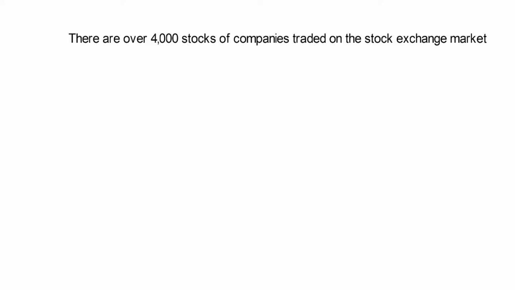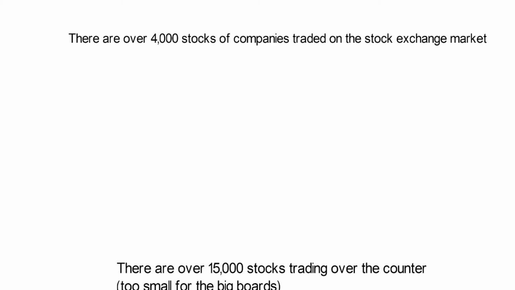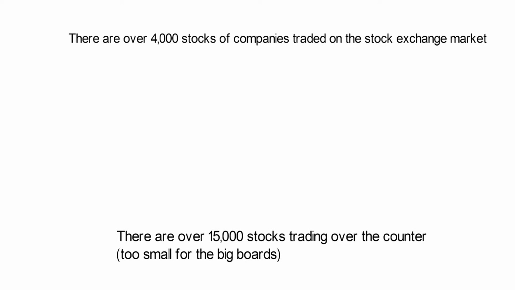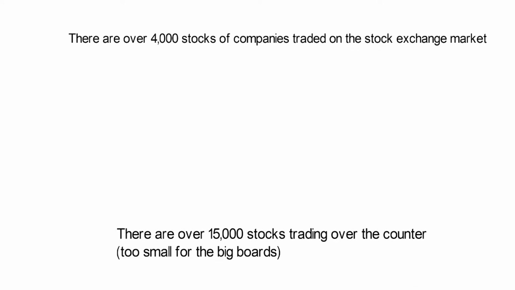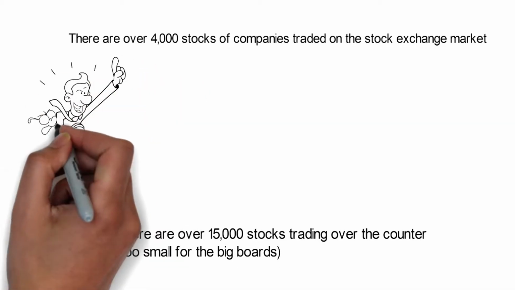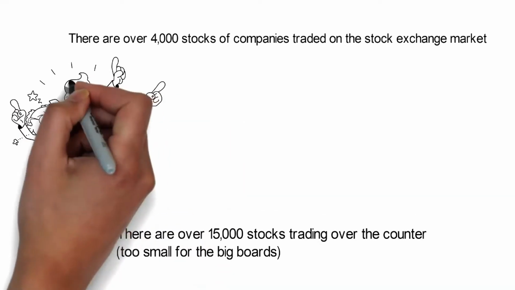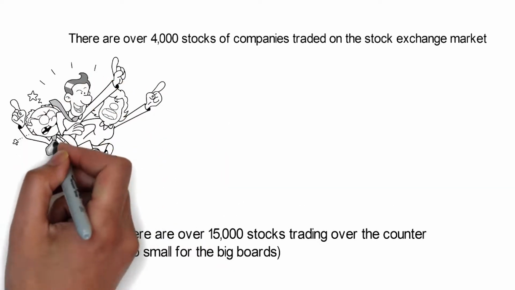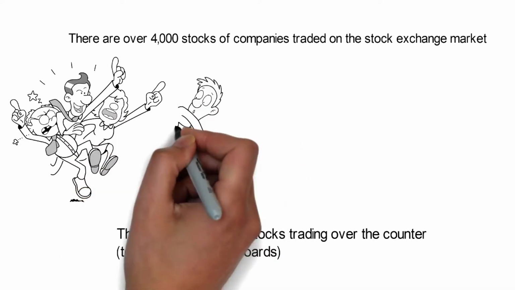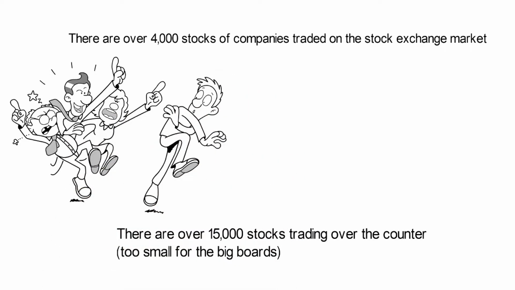There are over 4,000 stocks trading on the big board. And there are over 15,000 stocks that trade what they call over the counter. They're too small for the big board. They're pink sheets. They don't pass the restrictions required by the big board to be listed, so they trade over the counter. And we stay away from those. Those are the penny stocks. Those are the stocks that get momentum traded and then get the rug pulled out from underneath you.